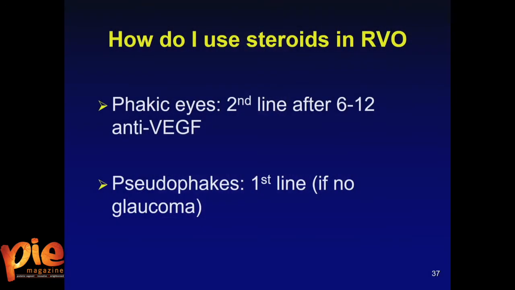It's pretty straightforward. If it's phakic eyes, I don't like using steroids because I don't like to have to cope with a cataract in a patient with retinal vein occlusion. As we all know, many of these patients are still having treatment 2 or 3 years later. So I generally start with anti-VEGF, and I'm reluctant to switch. Maybe I'll do that after 6 to 12 injections. But if it's pseudophakic, I start straight up with steroids as first-line treatment in pseudophakics for branch retinal vein occlusion and central retinal vein occlusion.